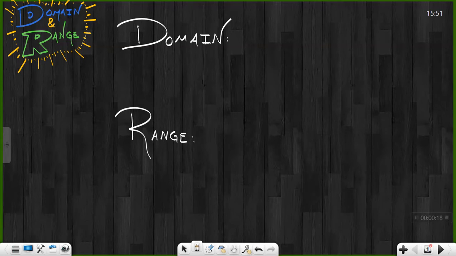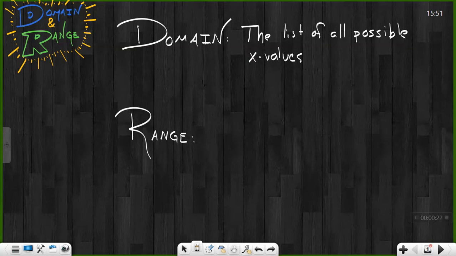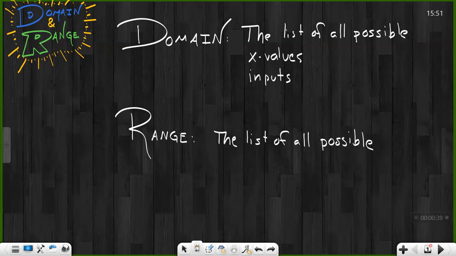Well, a domain is the list of all possible x values. You look at the graph or the table or the set, and you're looking at what are all the possible values of x that I could use. We also refer to these as our inputs, and so therefore it's the list of all possible x values or all possible inputs. The range, on the other hand, looks at the list of all possible y values. Our y values are also known as our output when it comes to relations. We refer to them as outputs more specifically when we're dealing with relations.